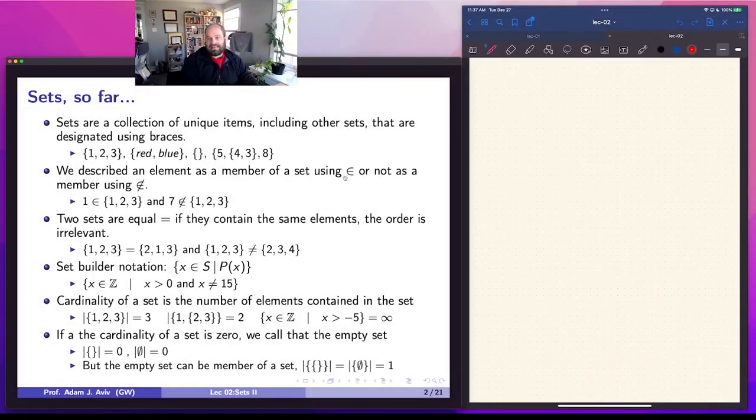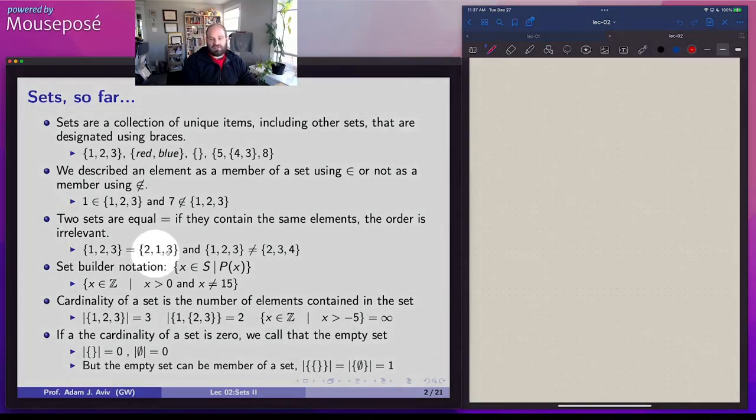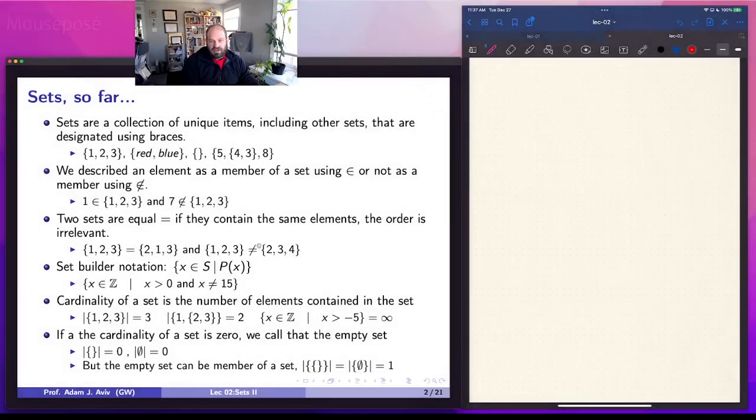We have the inclusion operator. So is something in the set or not in the set? We have equality, to say two sets are equal if they contain the same elements. These two sets are not equal because they do not.